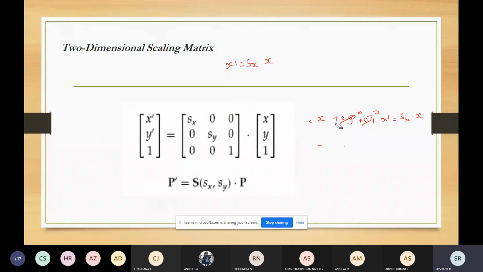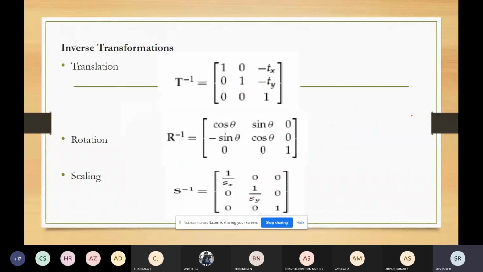Now we studied all these three things, and also we found the inverse. Inverse means, see, there is a point P and you are moving in this direction to a point called P dash. If you want to move in the reverse direction, the opposite direction, you'll be using the minus value or the negation value. For the translation, to find the inverse, you just replace Tx with minus Tx, Ty with minus Ty. So you'll get the inverse value.